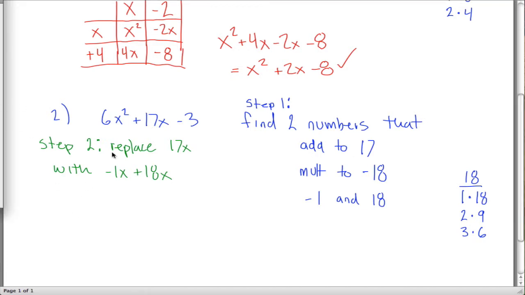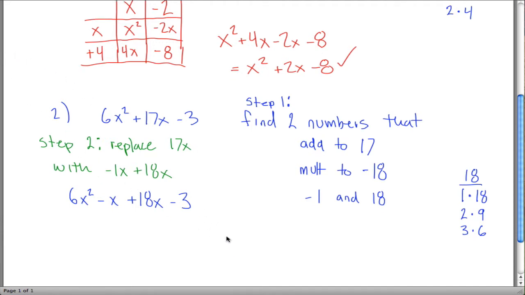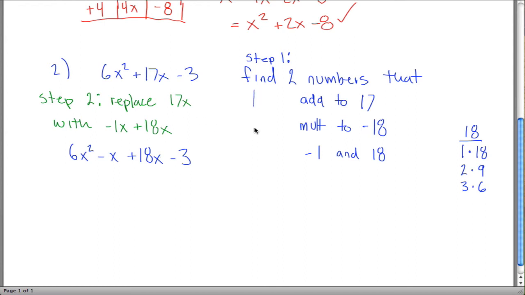In other words, rewrite this polynomial, 6x squared, but instead of writing 17x in the middle, write minus 1x plus 18x minus 3. I don't know why I changed back to blue. Maybe I'll stick with blue. Sure. So step 2 gets you to here.